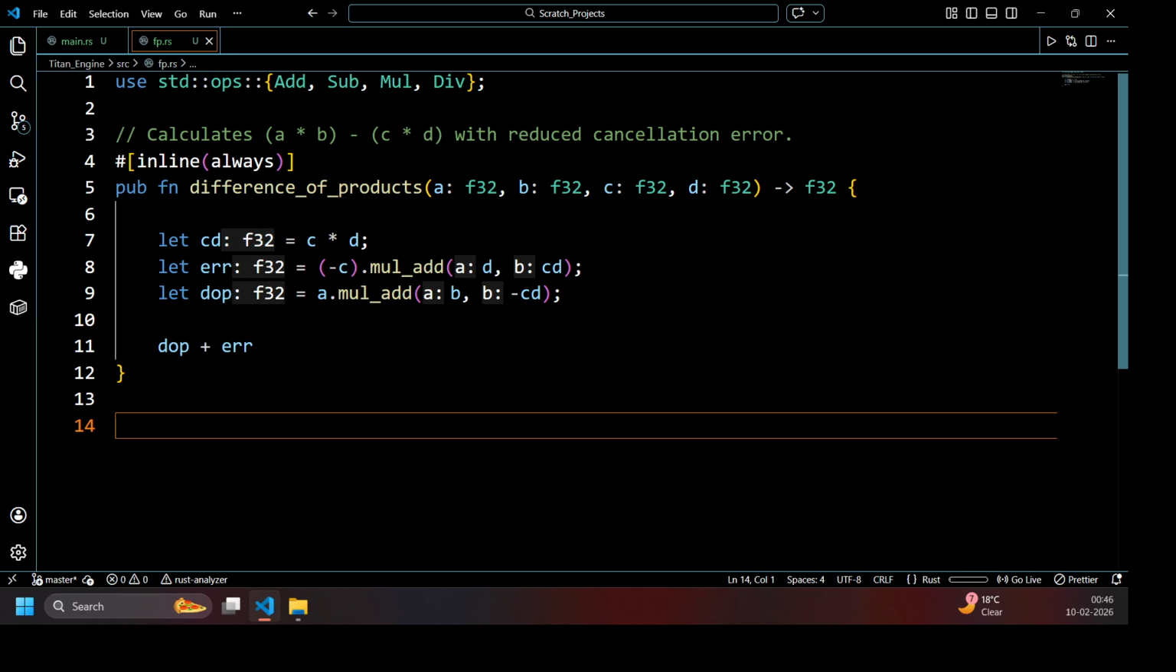It's a technique called error compensation, and if you're building a physics engine or a financial modeling tool or anything that runs for a long time, this single function is the difference between a simulation that stays stable for days and one that just explodes in 10 minutes.